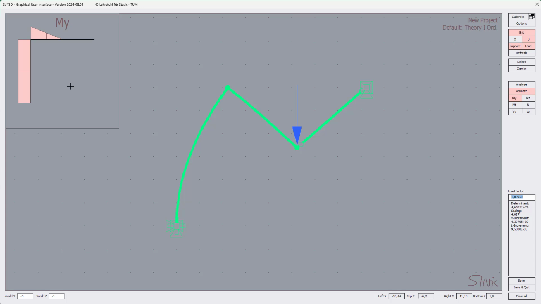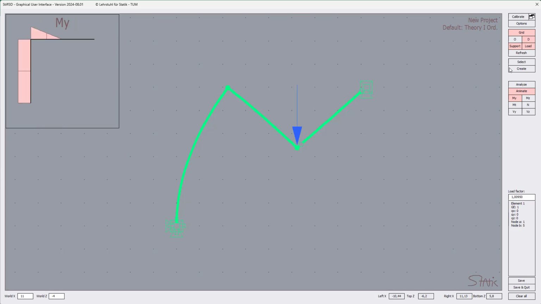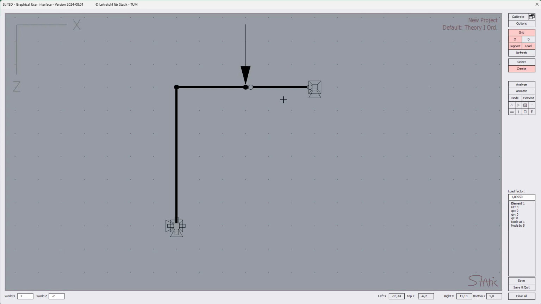So we see what we expect, that in this part of the structure there's no bending moment at all. Then we have a linear increasing bending moment towards the connection, and it remains constant in the column. If you want to know the numbers, here are the numbers. So that is one possibility, just to introduce this hinge.